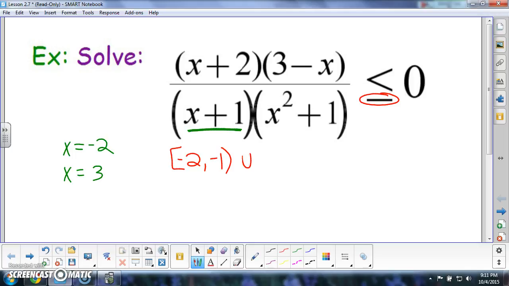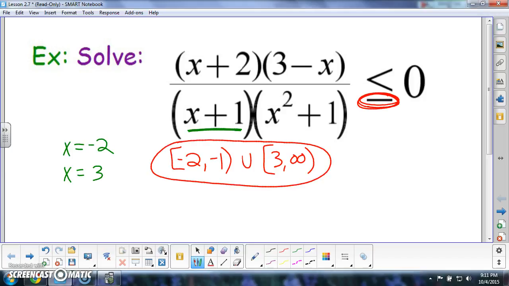Now the second region, off to the right, we're going to go from 3 to infinity. We always put a parenthesis on an infinity. And again, since we have the equal to part on the inequality, we have to put a bracket on that 3. This would be our solution to the rational inequality. Let's try a couple more using the graphing calculator. It tends to help us a little bit. So, next one.